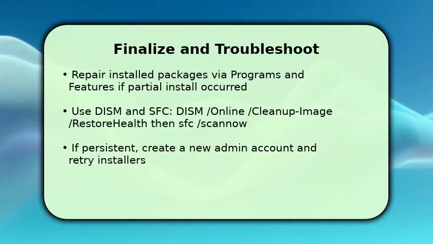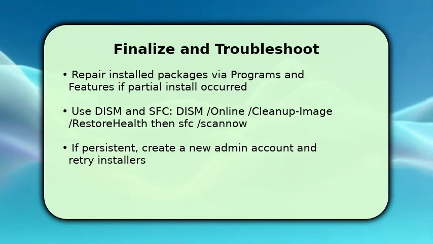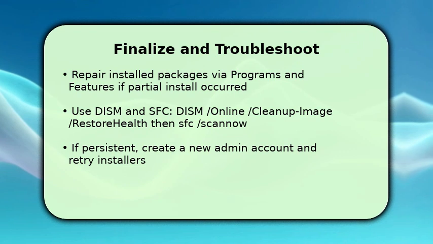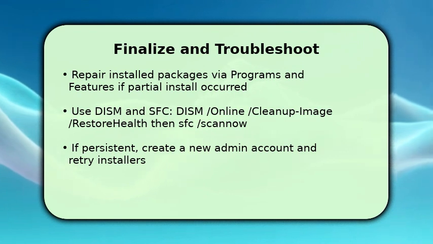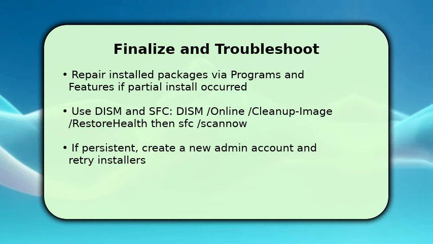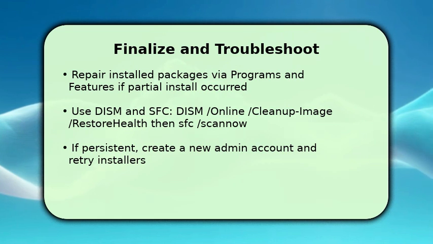You finish by repairing any partially installed redistributables through Programs and Features. Select Repair for each Visual C++ entry and reboot. If problems persist, run dism /online /cleanup-image /restorehealth, and then sfc /scannow to fix corrupted system files that block installation. Once system integrity checks pass, try installing again or use a fresh administrator account to avoid profile corruption.